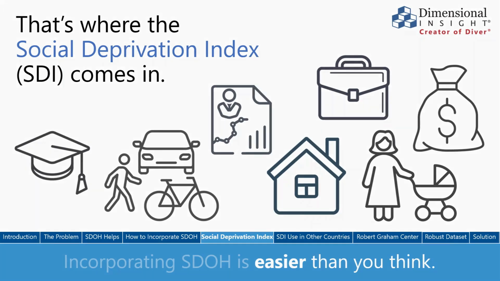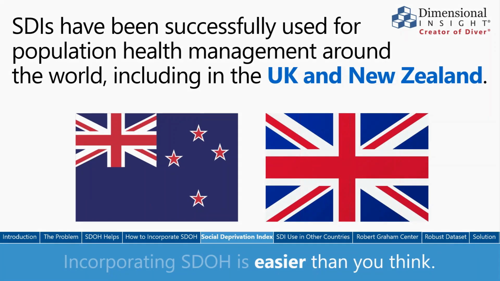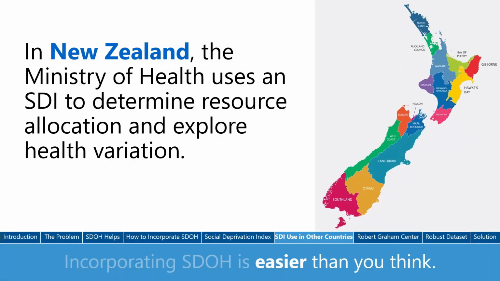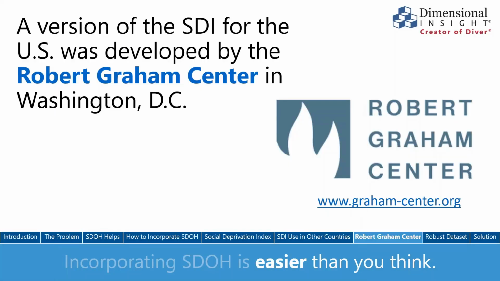Yes, so several countries around the world are already using SDIs to help manage the health of their populations, including the United Kingdom and New Zealand. New Zealand is using the SDI metric to determine resource allocation and to explore variations in health outcomes among their populations. And we also discovered a variant of the social deprivation index that was created specifically for the U.S. using social determinants information from the American Community Survey's 5-year estimates.